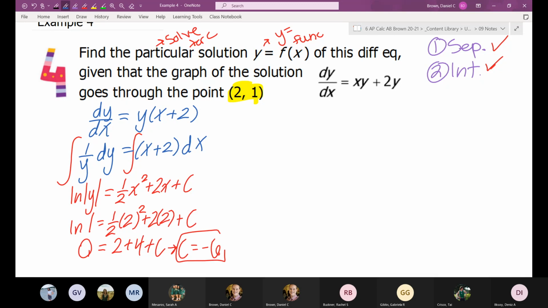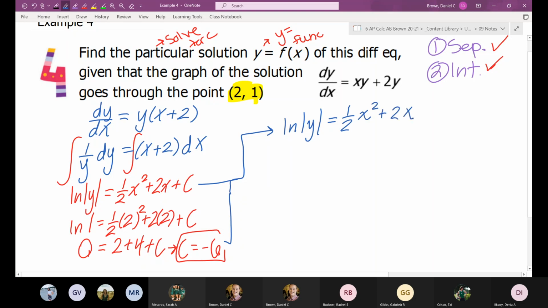Where are we going to use that? I'm going to go back to where I first integrated and combine that answer with the constant that I had. And so now I have the equation, the natural log of the absolute value of y is equal to 1/2 of x squared plus 2x plus c, or minus that 6. Now, if this question did not have that y equals f of x, then we wouldn't be able to stop there. That would be the equation, that would be a particular solution.